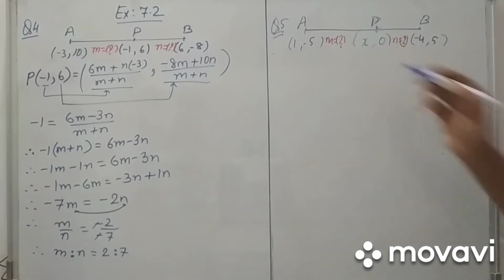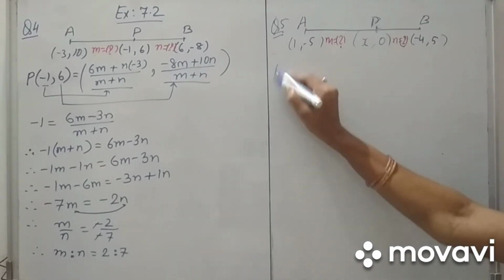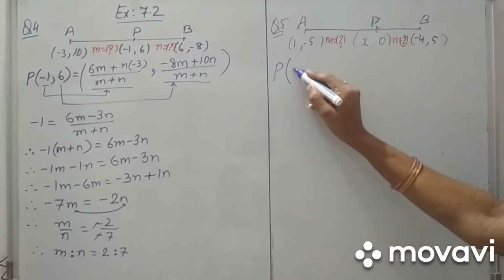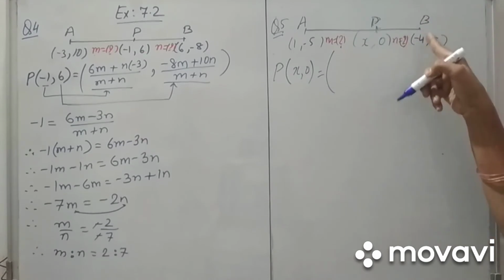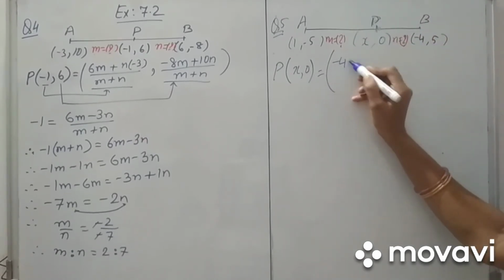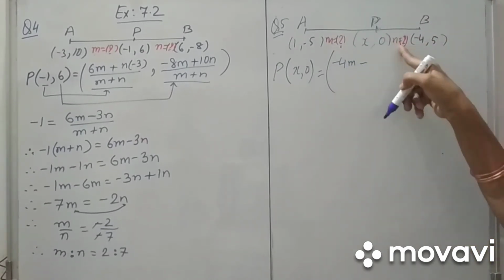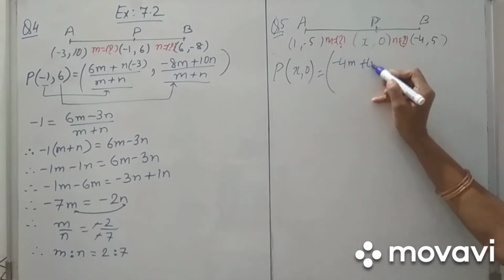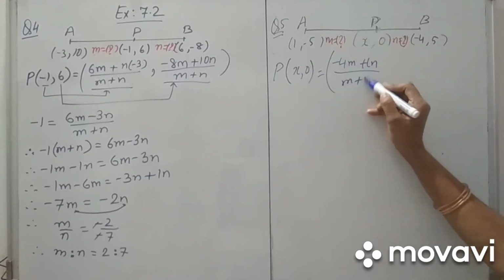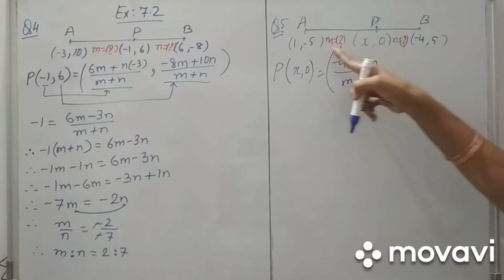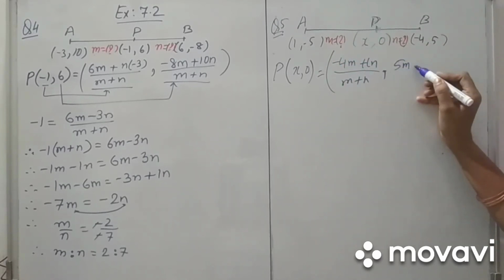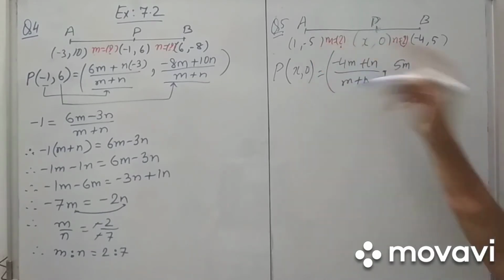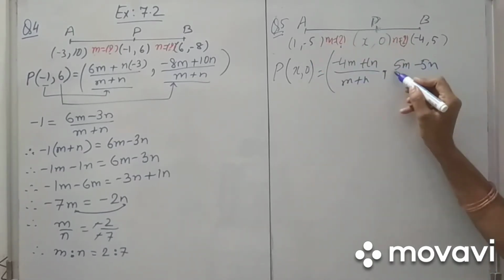Let's see how we can solve it. Once again, we have to apply the section formula only. (x, 0) is equal to m multiplied by minus 4, so minus 4m I am writing, n multiplied by 1, so plus 1n upon m plus n. Then in the same way for the y coordinate, m into 5, 5m, n into minus 5, so minus 5n I am writing.